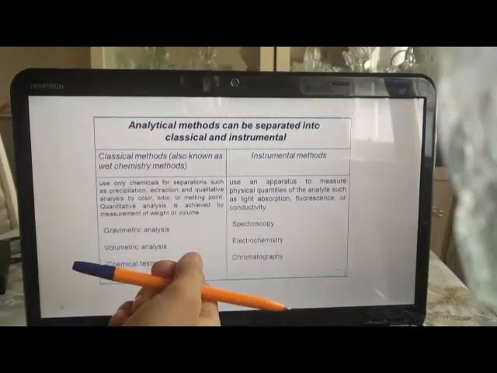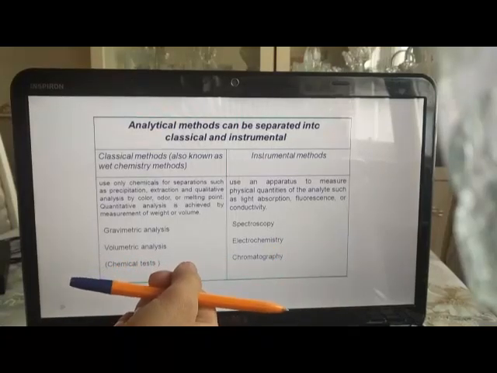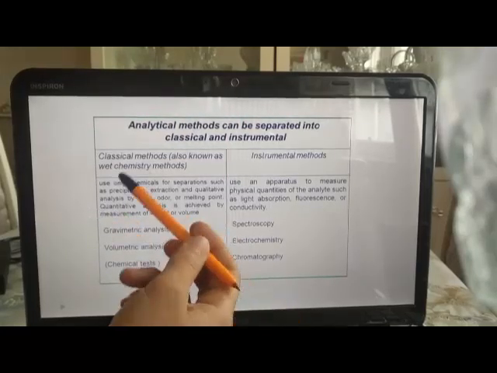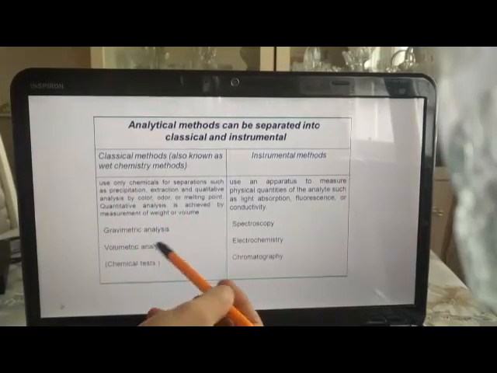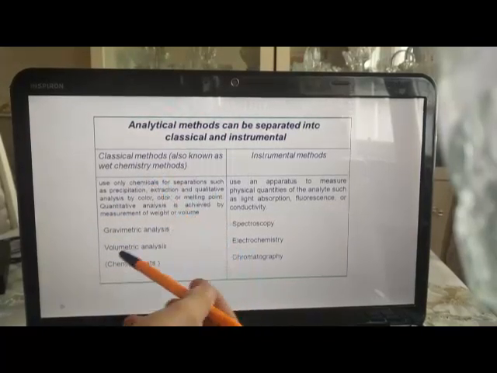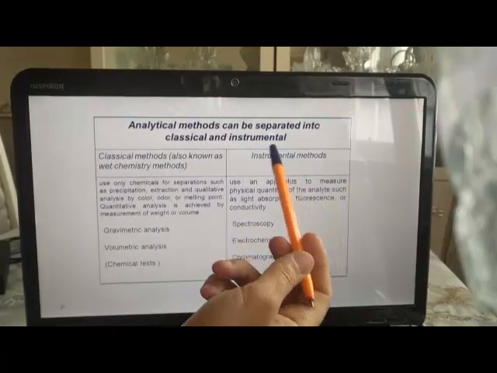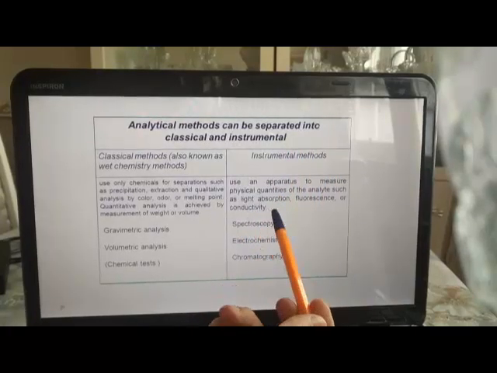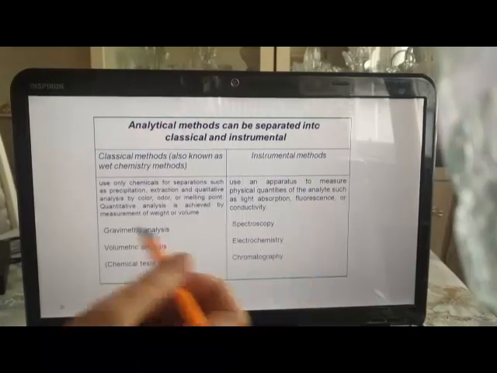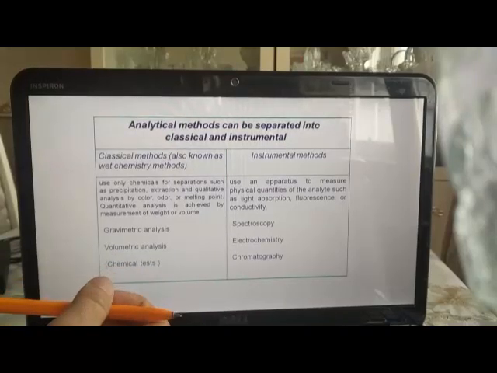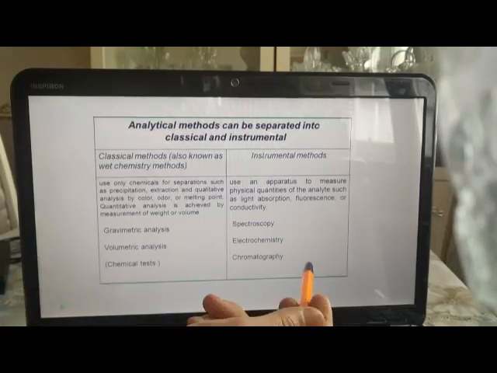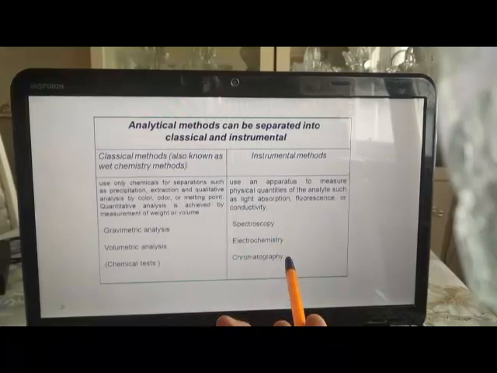Analytical methods can be separated into classical and instrumental methods. As we see before, classical methods are, for example, gravimetric analysis and volumetric analysis. For instrumental methods, we use apparatus to measure the physical quantities of the analyte, such as light absorption, fluorescence, or conductivity. And from these methods, we know spectroscopy, electrochemistry, chromatography, and other methods.